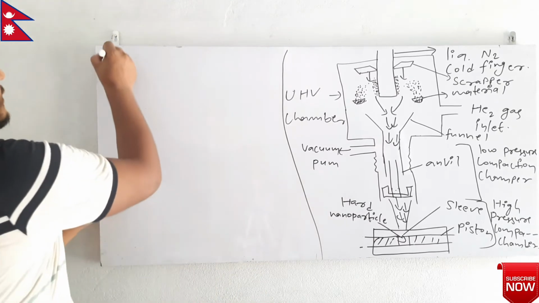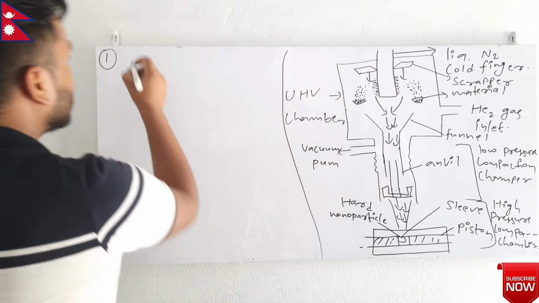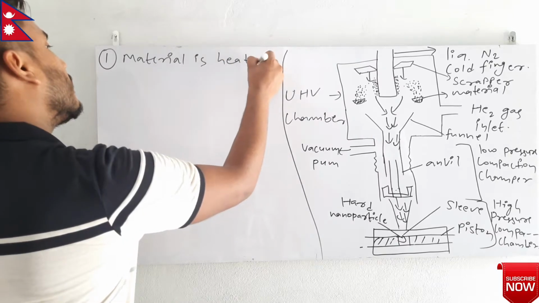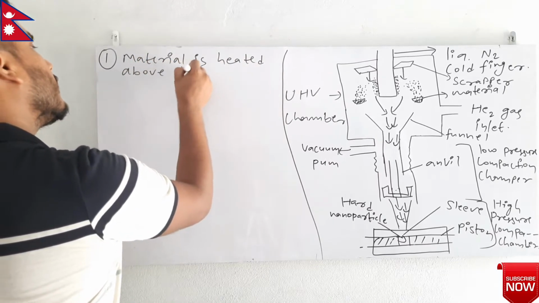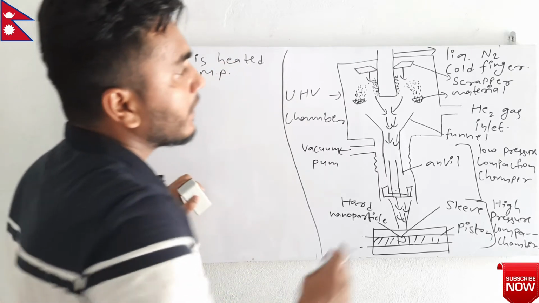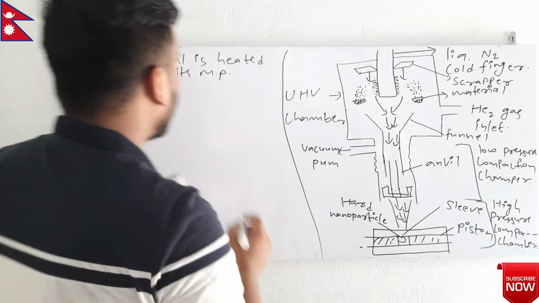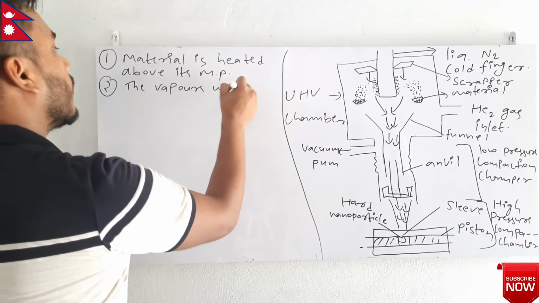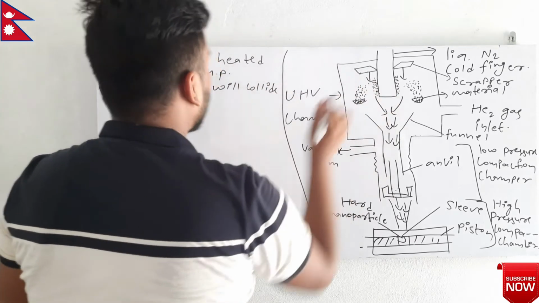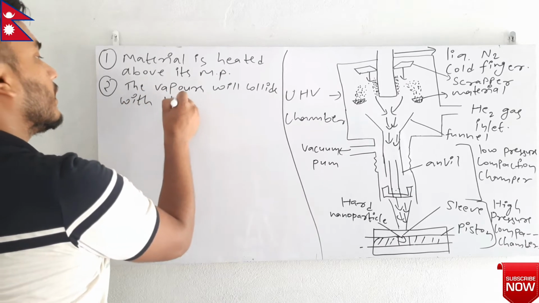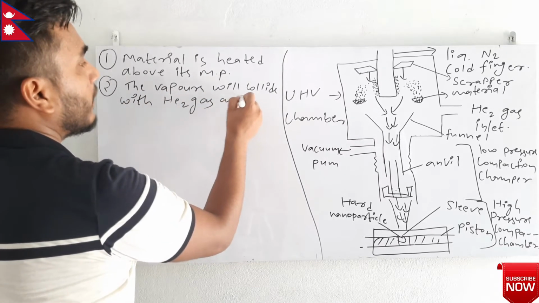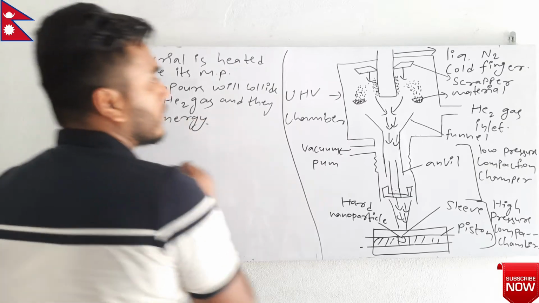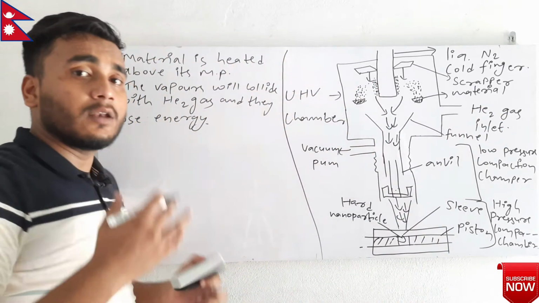Let's write them one by one. The first step is the material is heated above its melting point. Obviously this is the first step. Here we need to heat this material above its melting point. Second, the vapors will collide with helium gas and they lose energy. After they form vapor, they collide with helium gas and eventually they lose their energy.